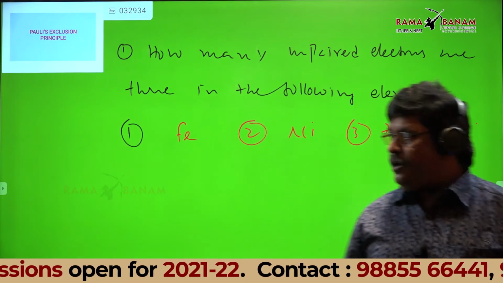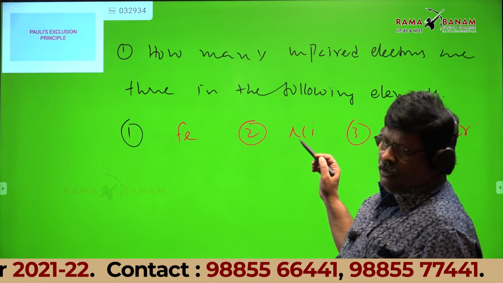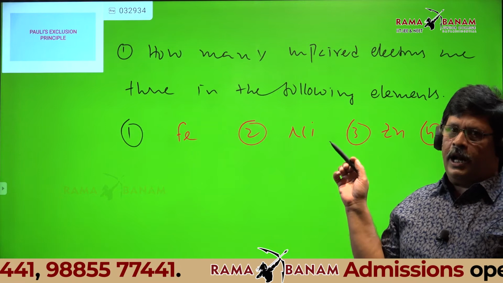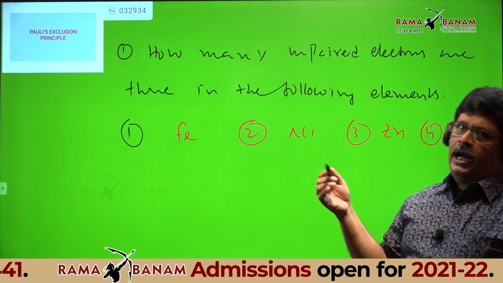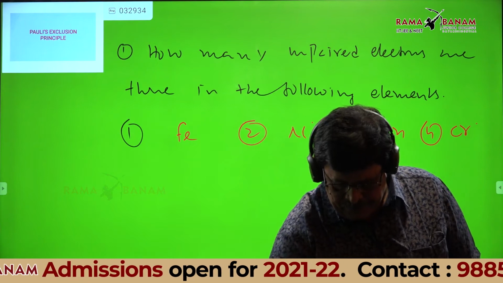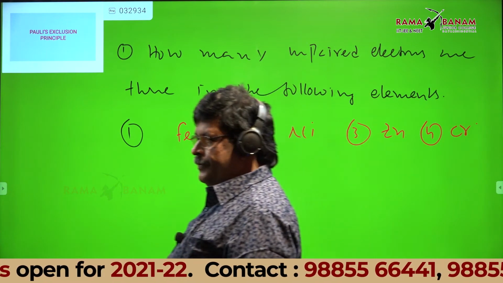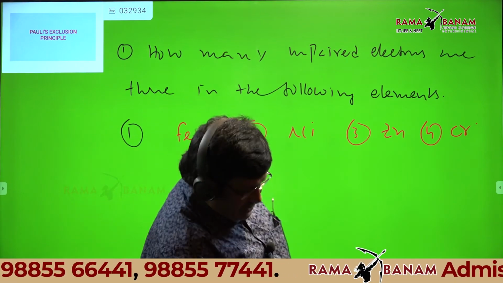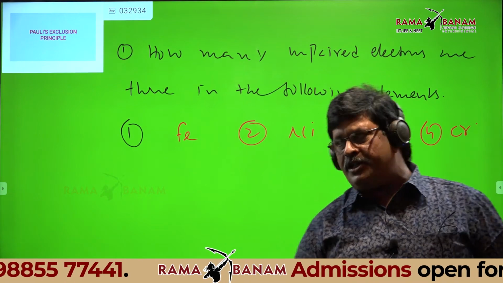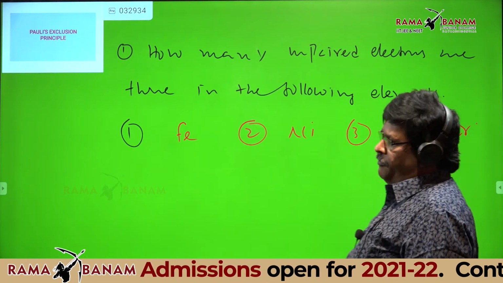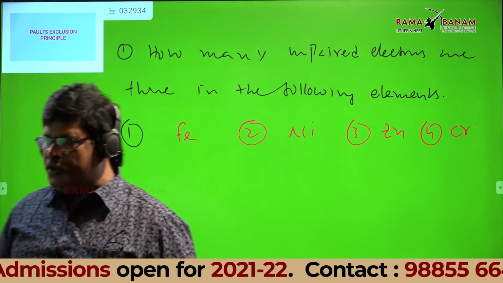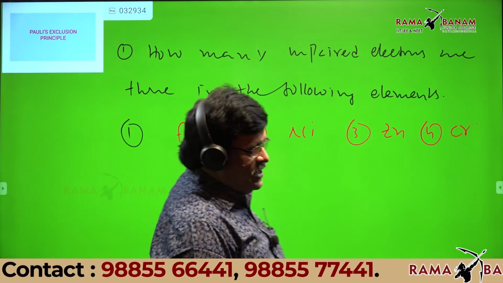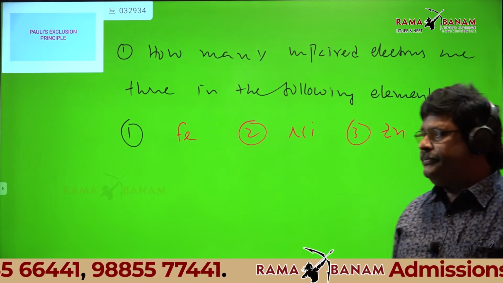For this, no need to write the full configuration, students. If you can write the outer configuration, you write and then you tell the number of unpaired electrons. The first time and second time, for practice purpose, you should write the full configuration. After that it's no need. Better if you can write the outer configurations of those elements, that is much better.